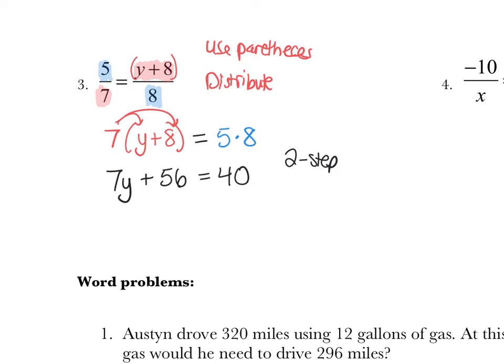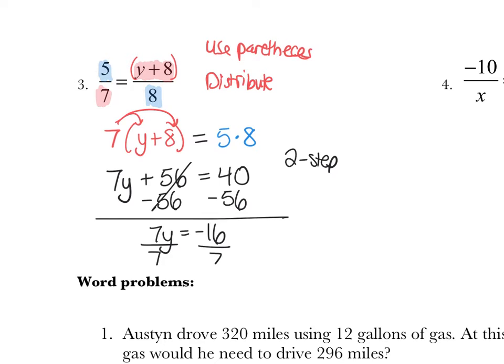Okay? So when you're working with two-step problems, remember that you're trying to get rid of the adding or subtracting first. Since the y is being multiplied by 7 and being added by 56, my next step would be to do the opposite and subtract 56 from both sides. When I do that, it's gone on the left-hand side, and I'm left with 7y equals 40 minus 56 is negative 16. Then from there, since y is being multiplied by 7, I'm going to do the opposite, and I'm going to divide by 7 onto both sides.